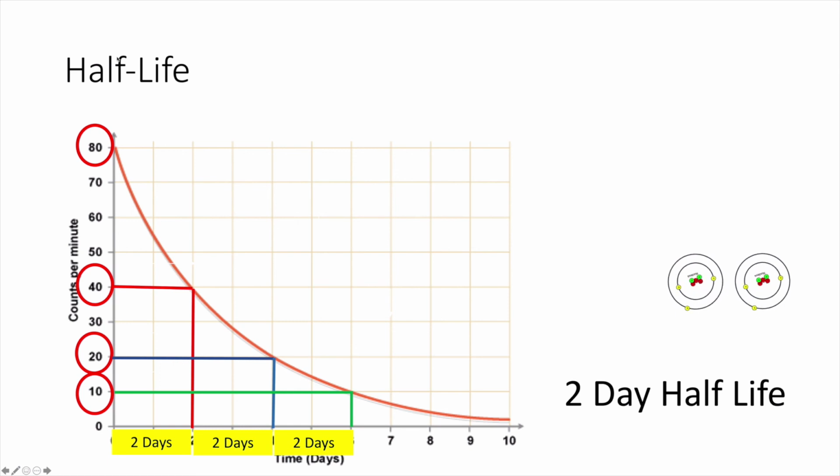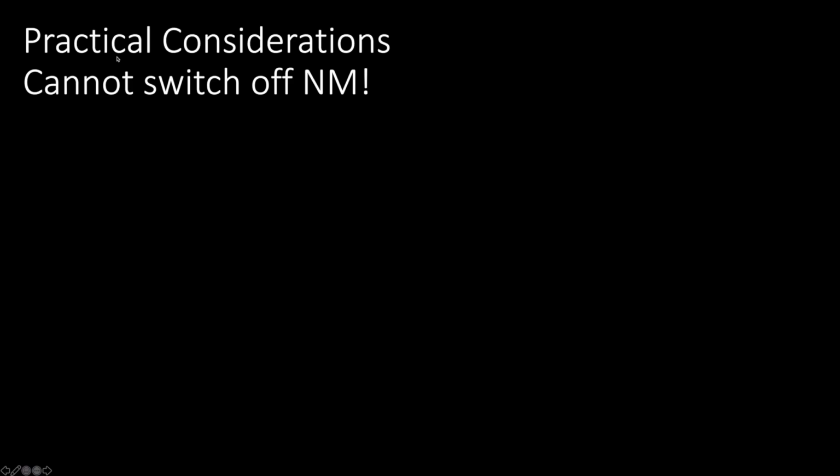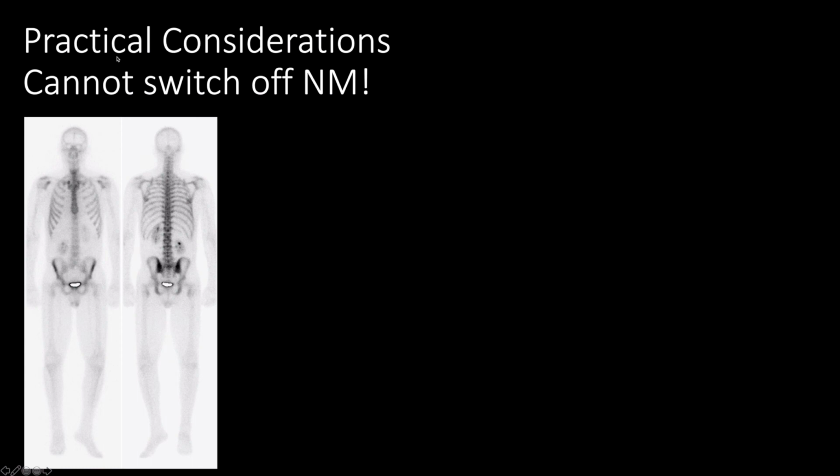The half-life is going to vary depending upon what kind of isotope you're looking at. Now this was just a made-up isotope with a 2-day half-life. But let's put this into practice. This is a technetium whole-body bone scan that the patient has had. The half-life of technetium is 6 hours, i.e. it takes 6 hours for the radioactivity to drop by half.